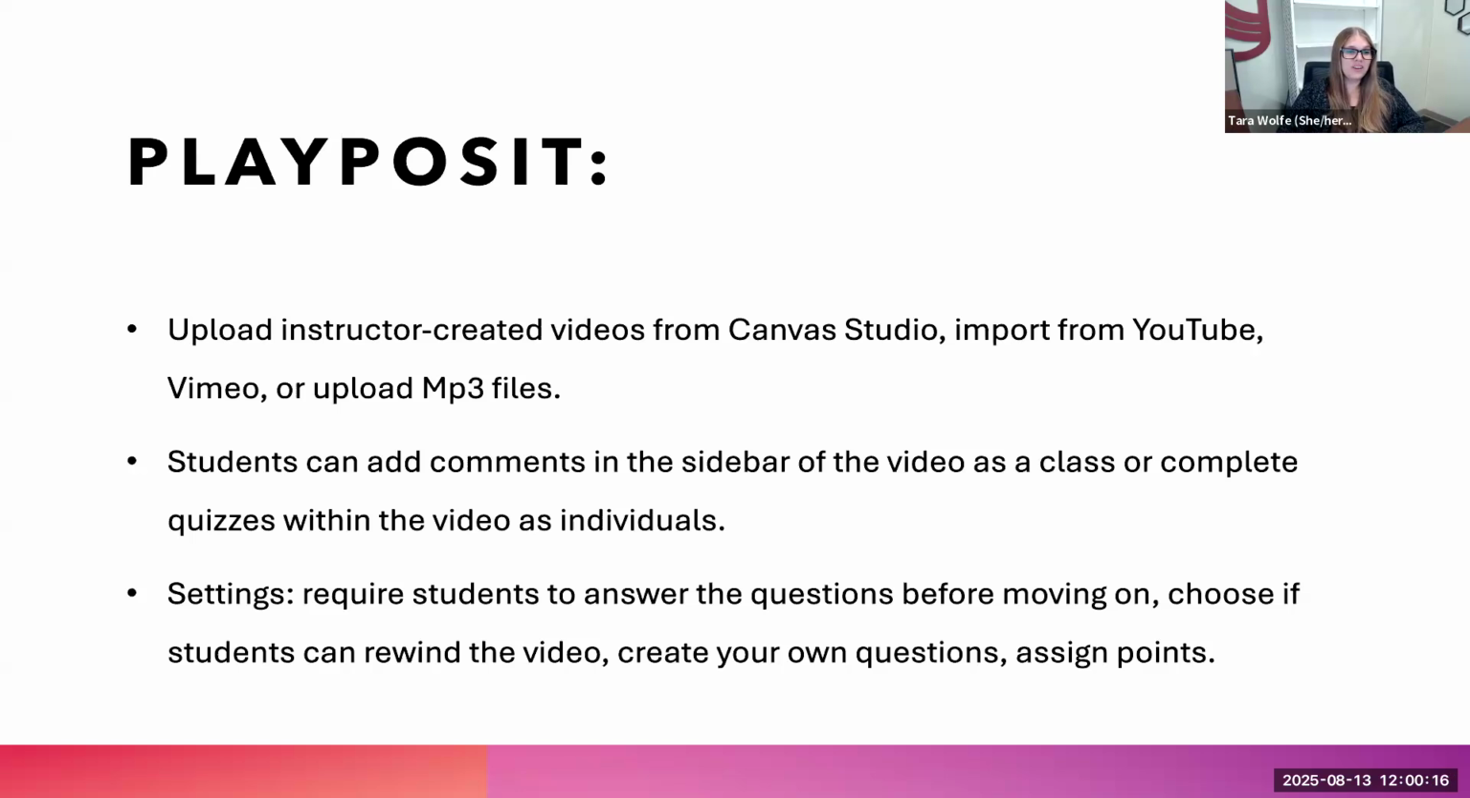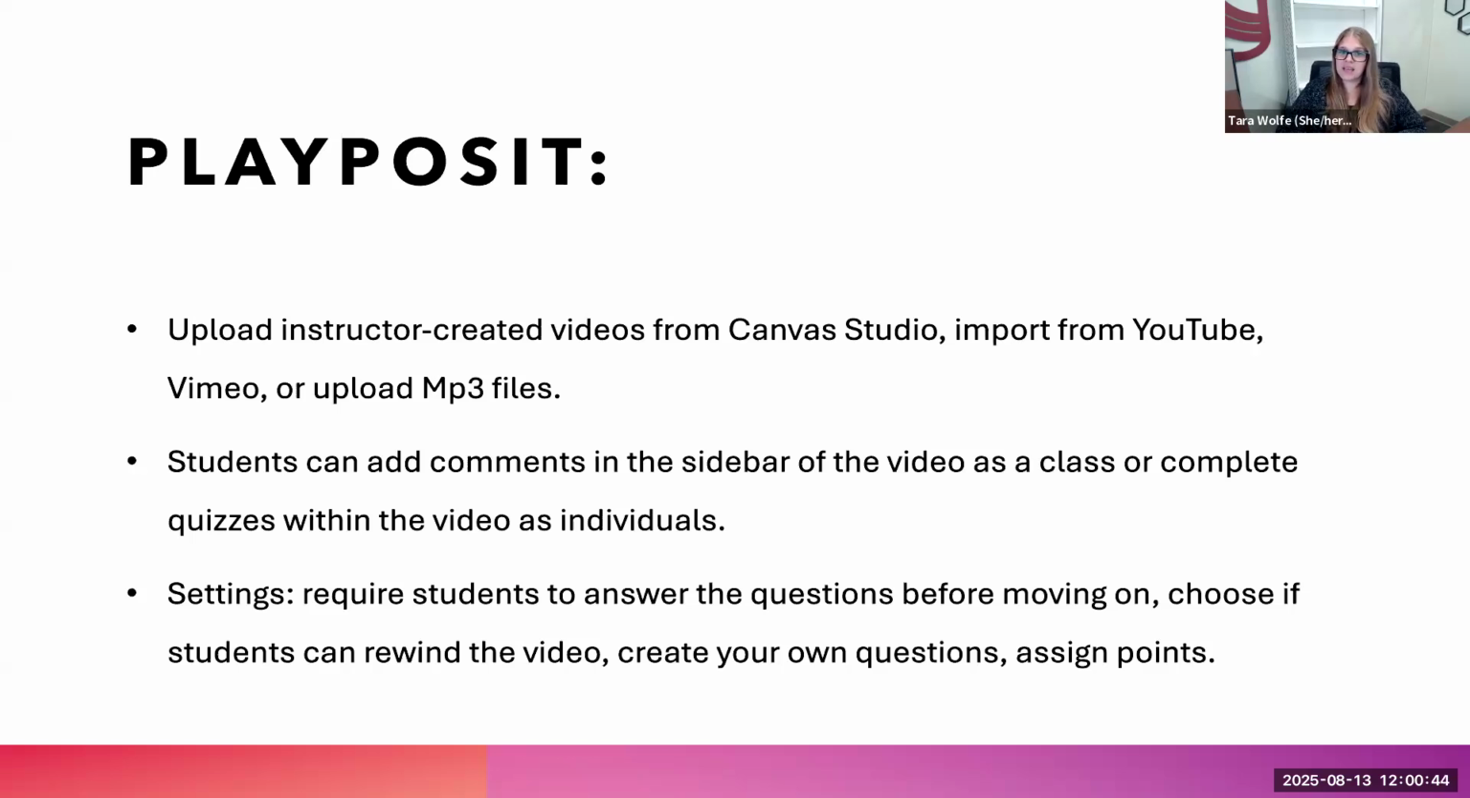All right. So you can upload your own created videos from Canvas Studio. There's a button that you can click that will pull in Studio for you. You can import from YouTube, Vimeo, or upload MP3 files if you're interested in a podcast feel. The only thing with the YouTube videos is to check and make sure those captions look good.